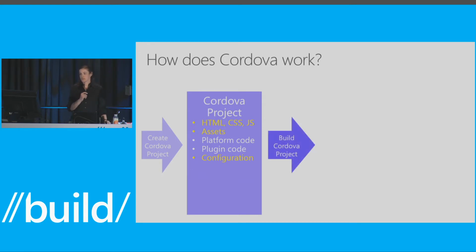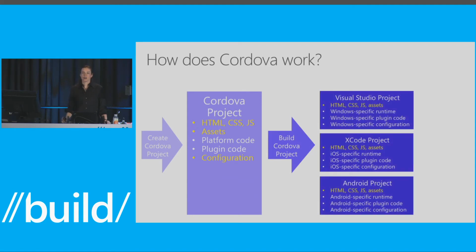When I build that Cordova project, what I get are projects that are specific to each of the platforms. For Windows, I get a Visual Studio project with that HTML, CSS, JavaScript, and assets that are mine. And then the Windows-specific runtime and plugin code, and the Windows-specific configuration. That's going to look like an AppX manifest for Windows. In iOS, I end up with an Xcode project with, again, that same HTML, CSS, and JavaScript, and all of my assets. And then the iOS-specific platform, plugin, and configuration. And again, with Android, same thing.